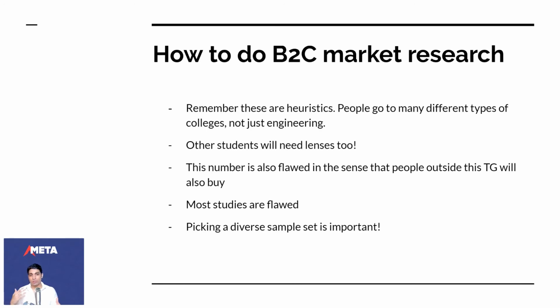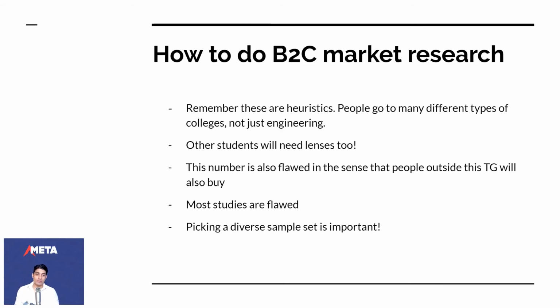So remember, these are heuristics. People go to many different types of colleges, not just engineering. In the engineering example, you might think the market size is 28 crores, but actually, if you count all the people who go to commerce colleges or medical college, even those guys need lenses, right? So you can club all of those numbers. Your actual market is much bigger. Other students will need lenses too.